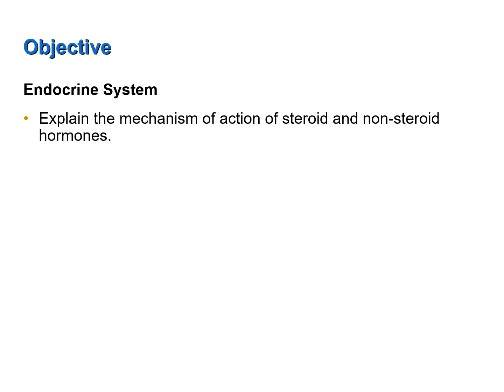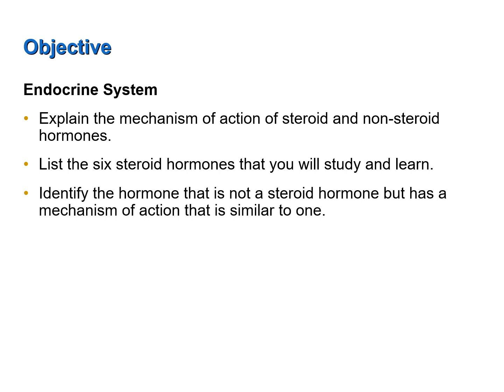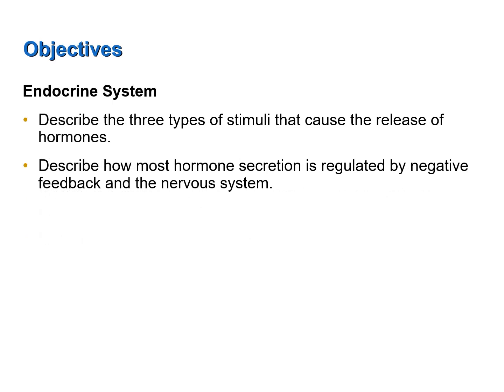Now let's review the learning objectives of the screencast. Explain the mechanism of action of steroid and non-steroid hormones. List the 6 steroid hormones that you will study and learn. Identify the hormone that is not a steroid hormone but has a mechanism of action that is similar to one. List some effects caused by hormones. Describe the 3 types of stimuli that cause the release of hormones, and describe how most hormone secretion is regulated by negative feedback and the nervous system.